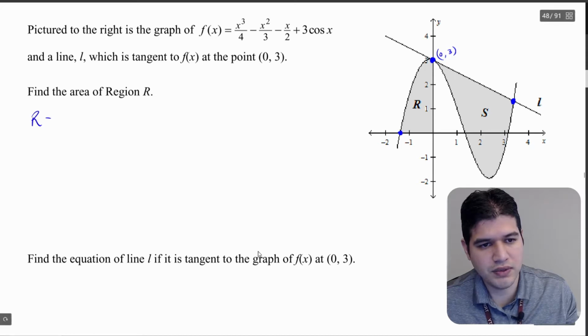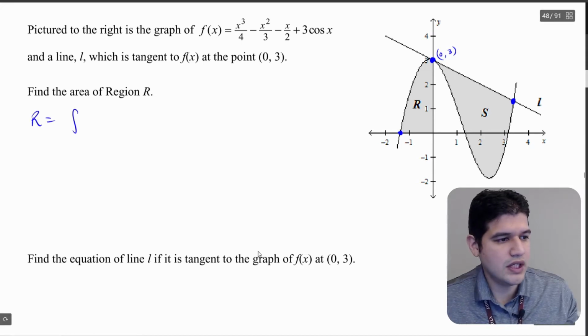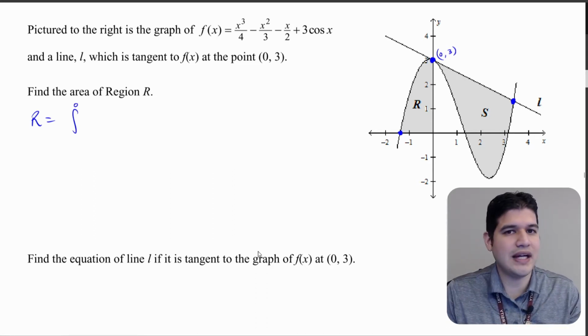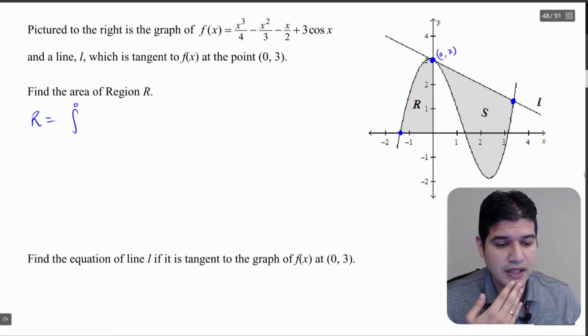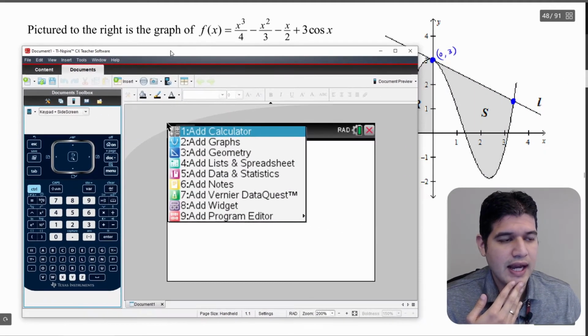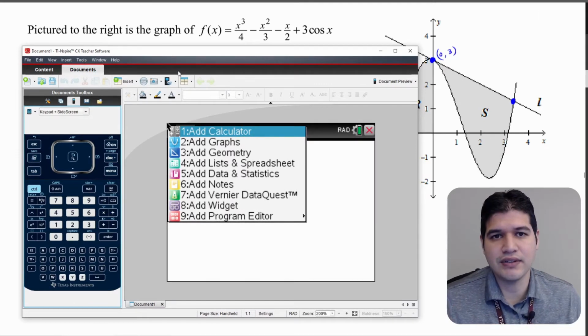So R is going to be equal to the integral from this lower x value to 0, okay? Well, how am I going to find that lower x value? That's going to be a calculator question. So you're going to pull up your calculator here, graph that function, and you're going to find that 0.